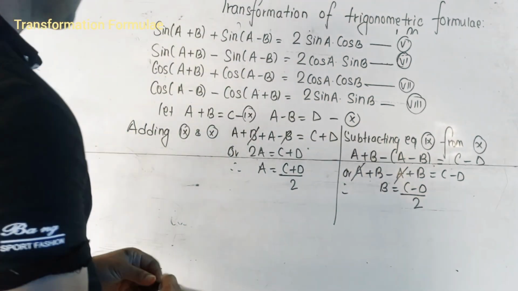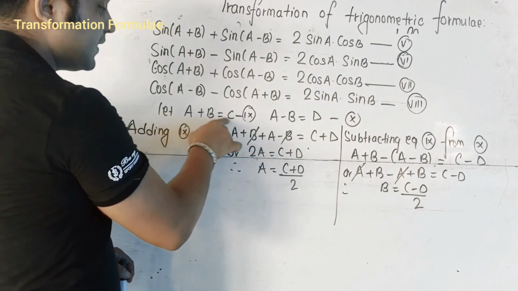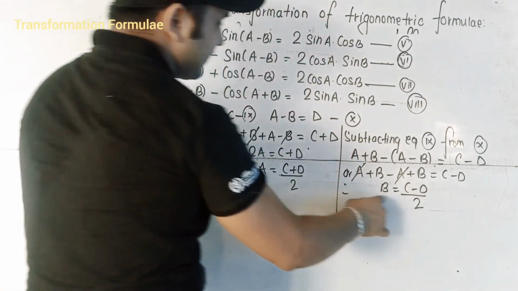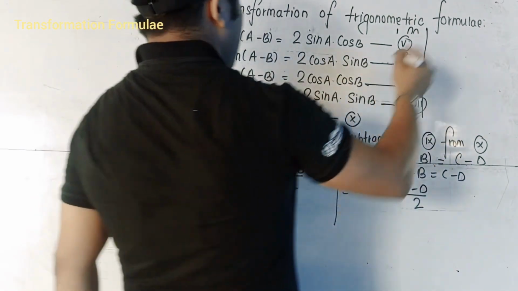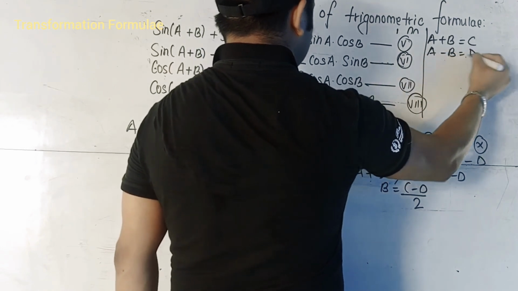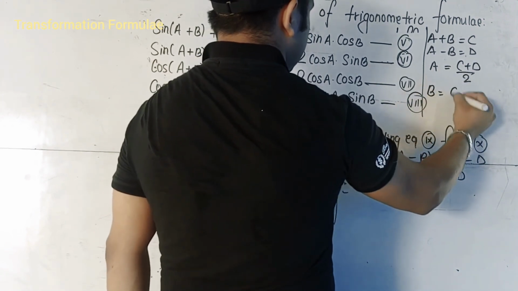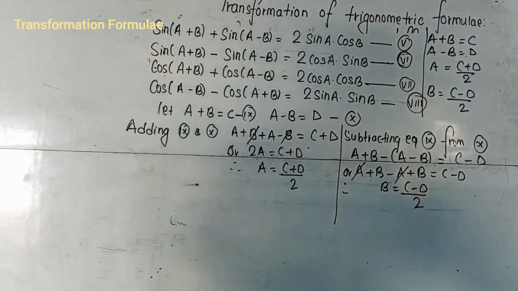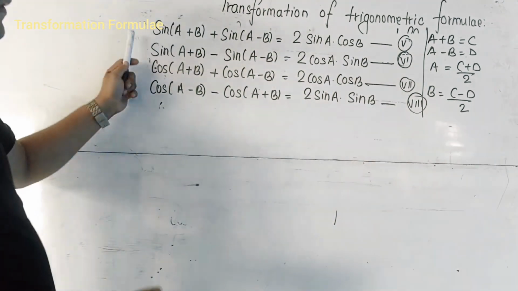Now what we just need to do is replace a plus b by c, replace a minus b by d, replace a by (c plus d) by 2, and replace b by (c minus d) by 2. Let's see what we get. Let's remember what we have done here. We have a plus b equals c, a minus b equals d, a equals (c plus d) by 2, and b equals (c minus d) by 2. Now let us substitute these values in equations 5, 6, 7, 8.